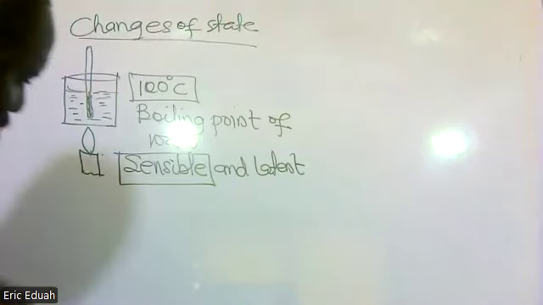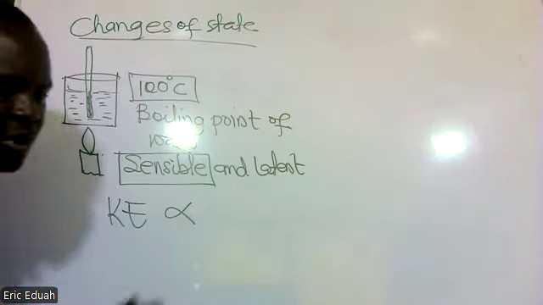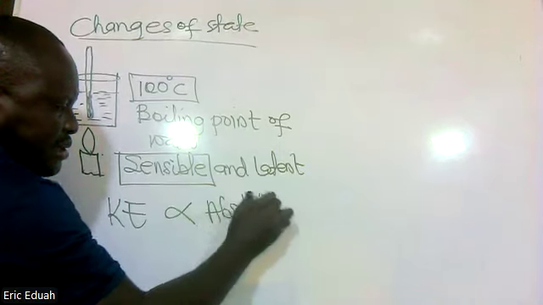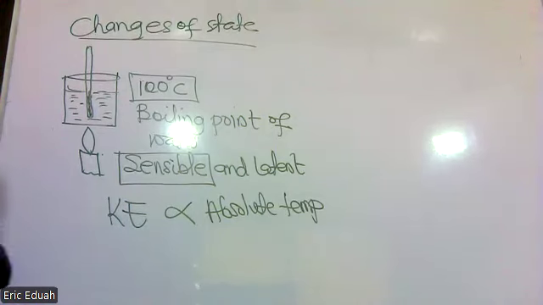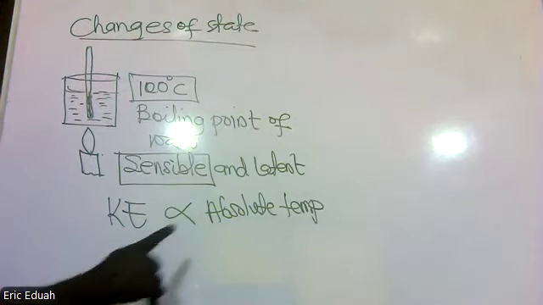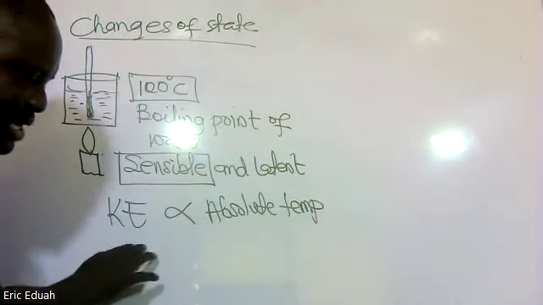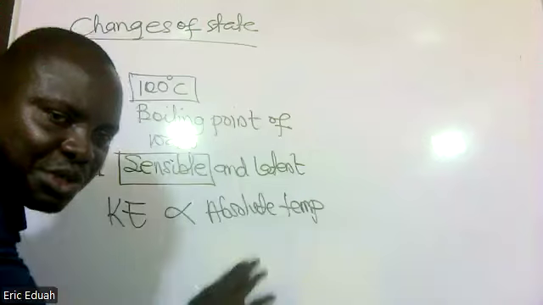Now, because kinetic energy of molecules is directly proportional to absolute temperature, it means that as the kinetic energy of the molecules increases, the temperature also increases. When the kinetic energy of molecules is dropping, the temperature will also be dropping.